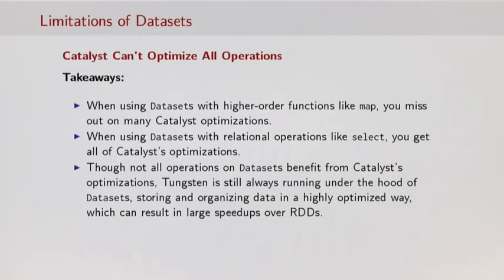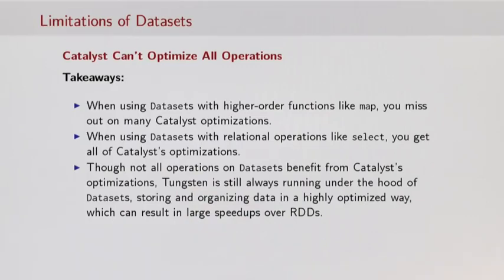Finally, that's not to say that datasets that use things like map operations don't get any optimizations. They still have Tungsten always running under the hood, storing and organizing data in highly efficient and optimized ways, which of course can still result in large speedups over regular RDDs. So that's not nothing. You basically just lose out a little bit on Catalyst if you use higher-order functions, but you still get all the benefits of Tungsten. So I hope that gives you just a little bit of intuition about the capabilities that Spark has to optimize operations on datasets.